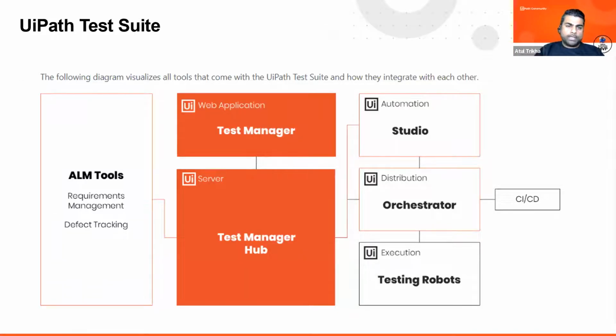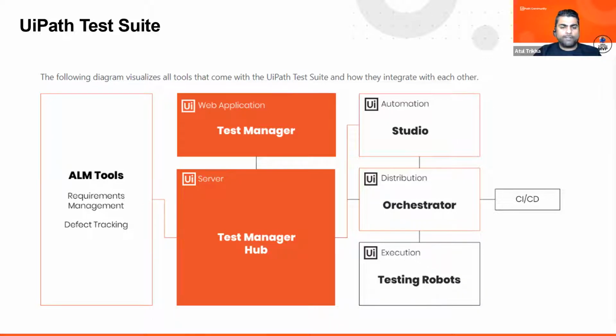If you remember, in part 1 at a high level we covered what exactly a test suite is. This diagram visualizes all the tools that come with the UiPath Test Suite and how they are all integrated. The very first component, and the most important one, is the Test Manager or the Test Manager Hub. We call it Test Manager, but they are 2 different things. Test Manager is more like a web application that is hosted by the Test Manager Hub. The main purpose of the Test Manager Hub is to integrate the UiPath Test Suite with third parties.